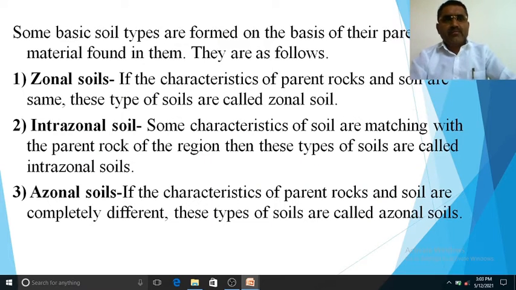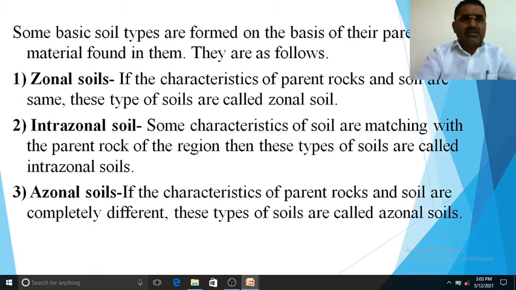Before that, we have to see some basic soil types formed on the basis of the parent material found in them, and they are as follows. If the soils are found zonally, in the sense that according to whatever parent material is there, the soils are formed, that is called zonal soils. In a simple way, if the characteristics of parent rock and soil are the same, this type of soil is called zonal soil.